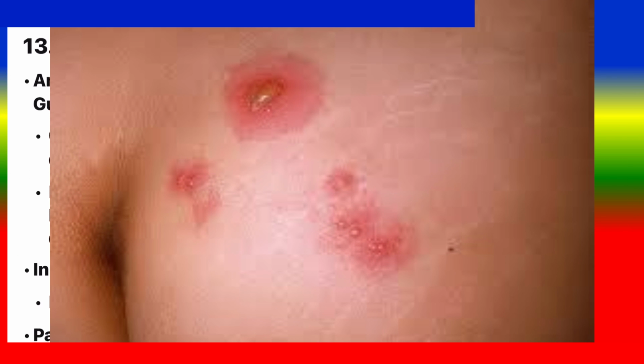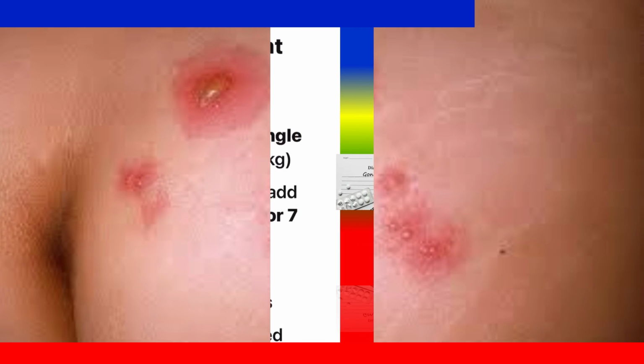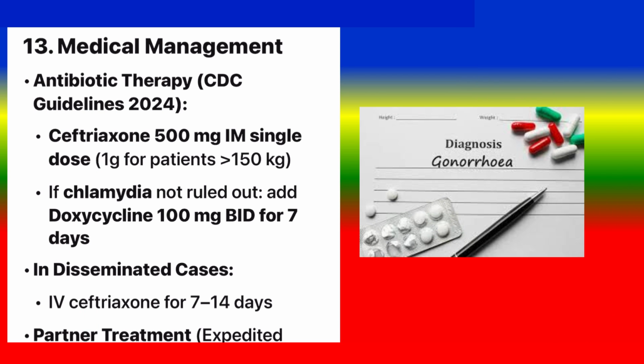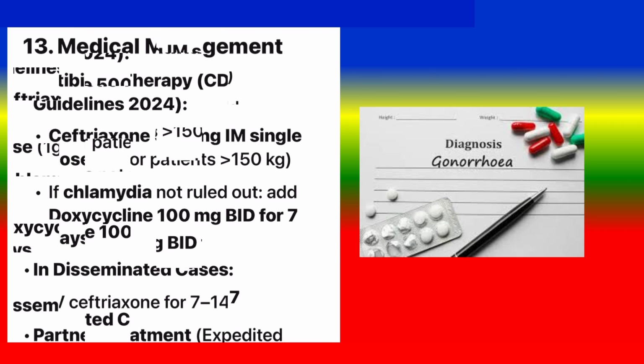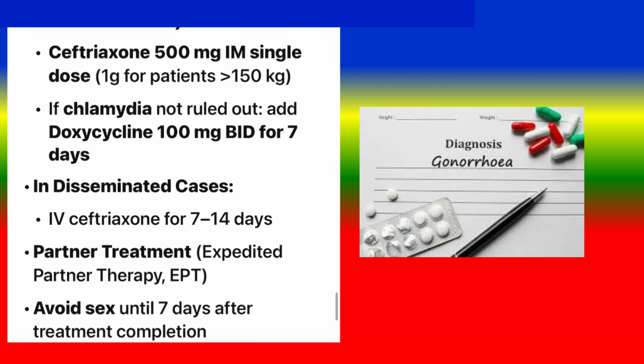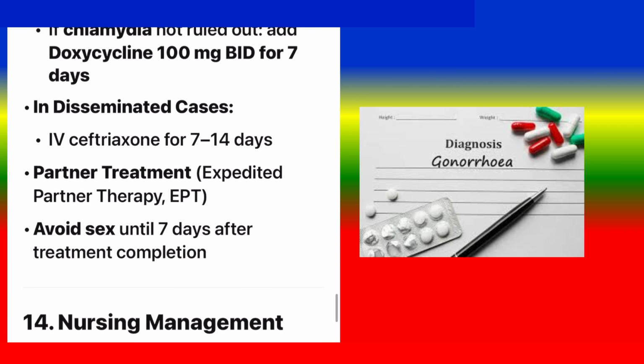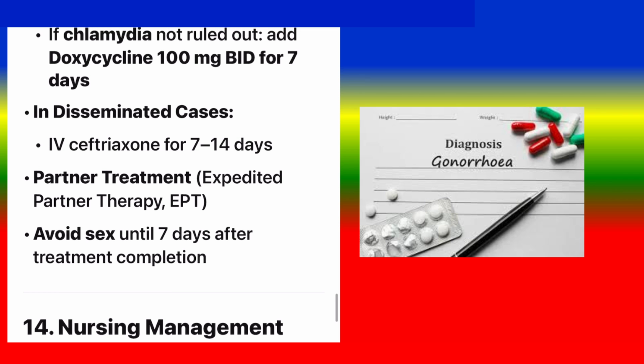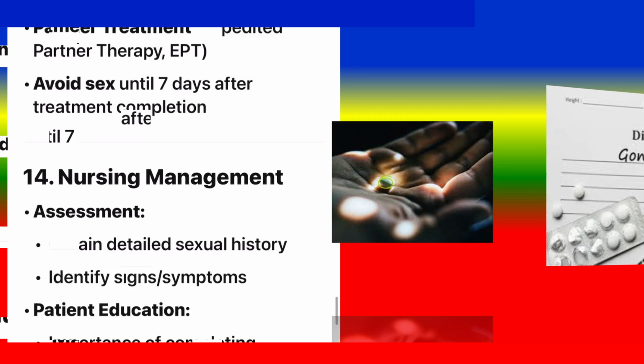13. Medical management. Antibiotic therapy, CDC guidelines 2024: ceftriaxone 500 milligrams IM single dose, 1 gram for patients over 150 kilograms. If chlamydia is not ruled out, add doxycycline 100 milligrams twice daily for 7 days. In disseminated cases, IV ceftriaxone for 7 to 14 days. Partner treatment, expedited partner therapy, EPT. Avoid sex until 7 days after treatment completion.